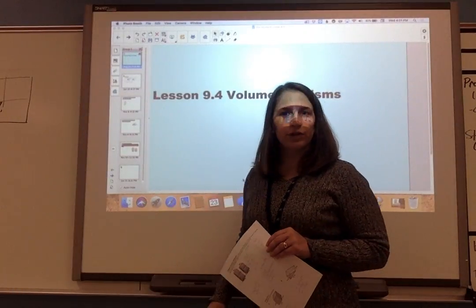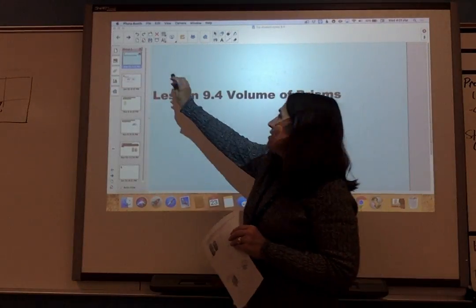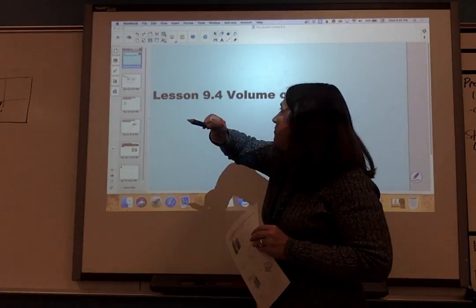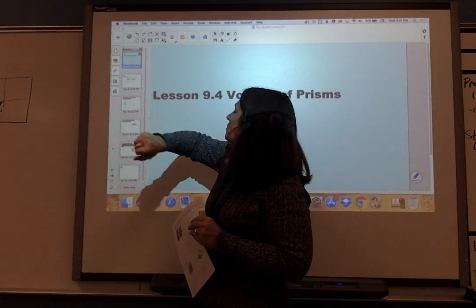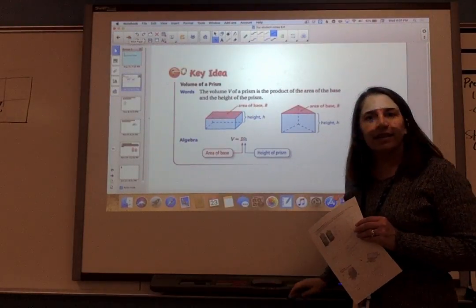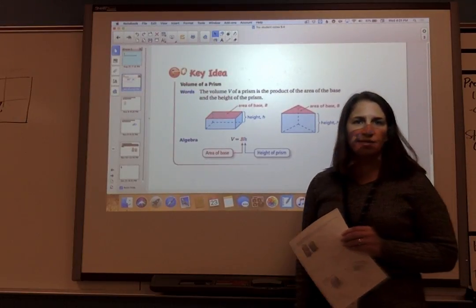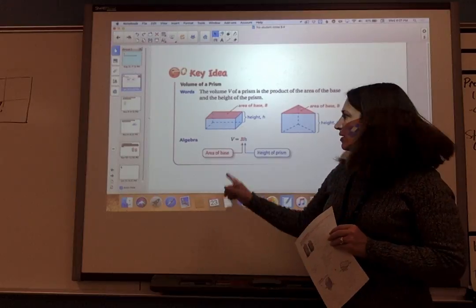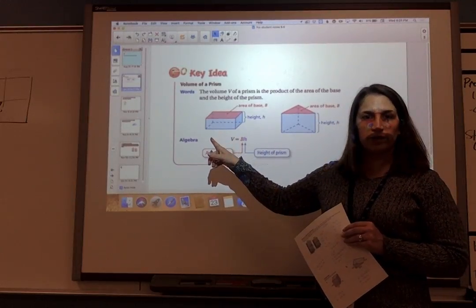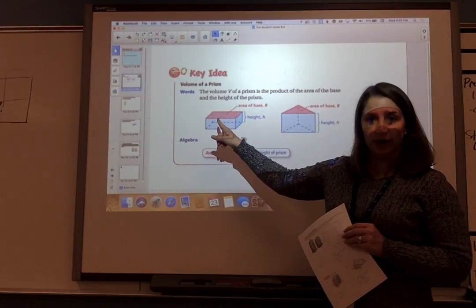Today's lesson is on volume of prisms. So let's go ahead and start with a key idea, and that is that the volume of a prism is the product of the area of the base and the height of the prism. So here we have a rectangular prism where the base is a rectangle.